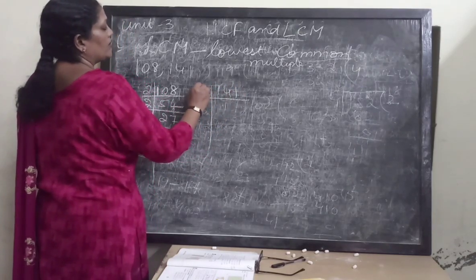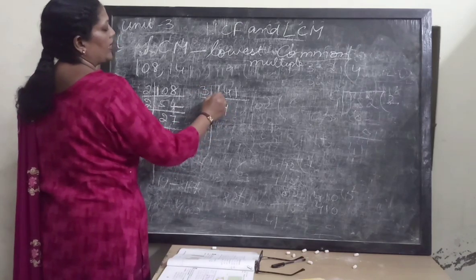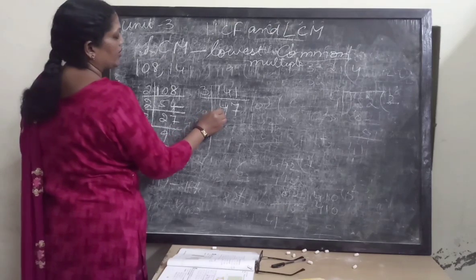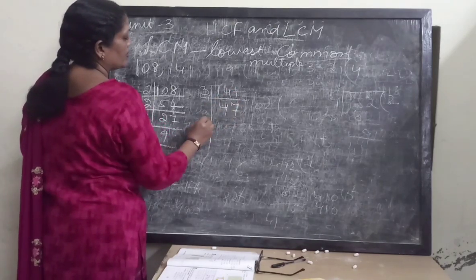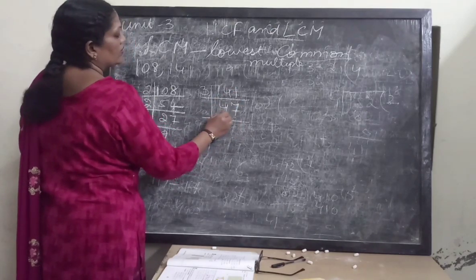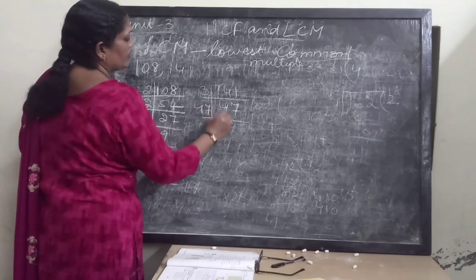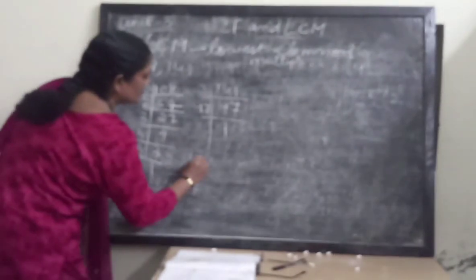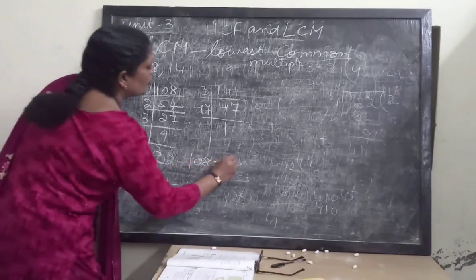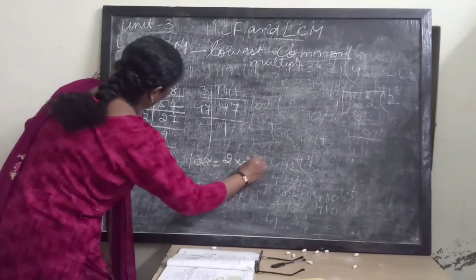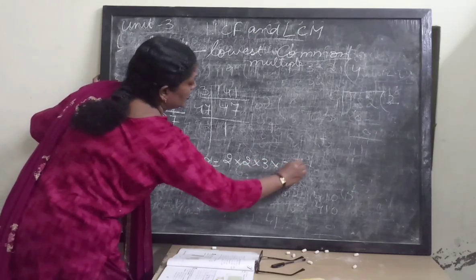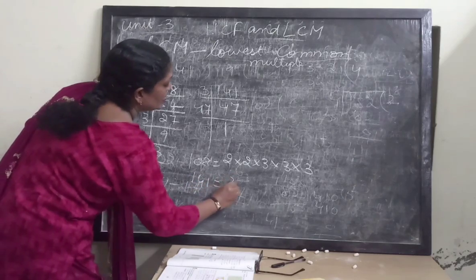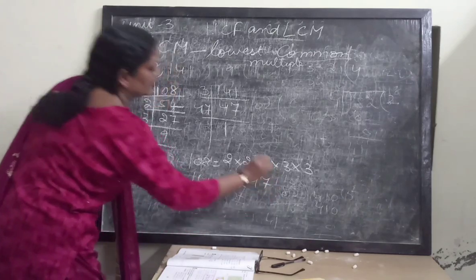141. Again, I think it is divisible by 3. 3 4s are 12, 3 7s are 21, so 141 is 3 into 47. Now it is not divisible by any number. 47 is a prime number. So what is 108? 2 into 2 into 3 into 3 into 3. Now what is 141? 3 into 47.